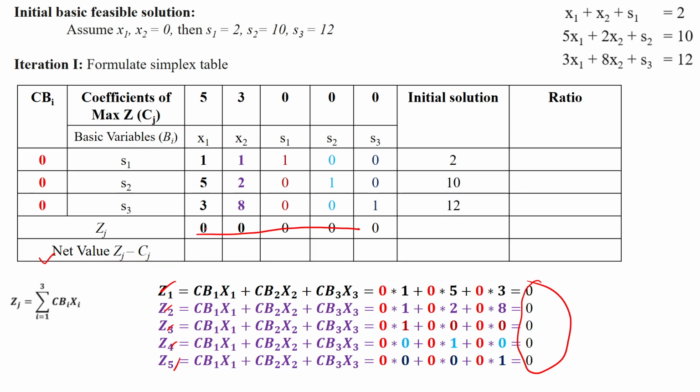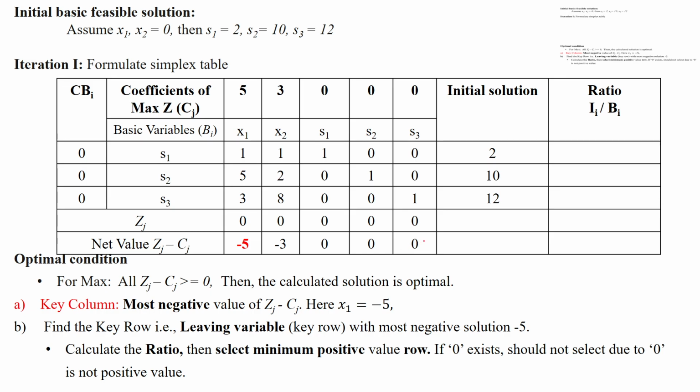So zj is here 0 minus 5, so here we will get minus 5. For z2, 0 minus 3, so minus 3. Then 0 minus 0, that is 0. Then 0 minus 0, so here 0. Then 0 minus 0, so we will get 0. So now we got the values like this.